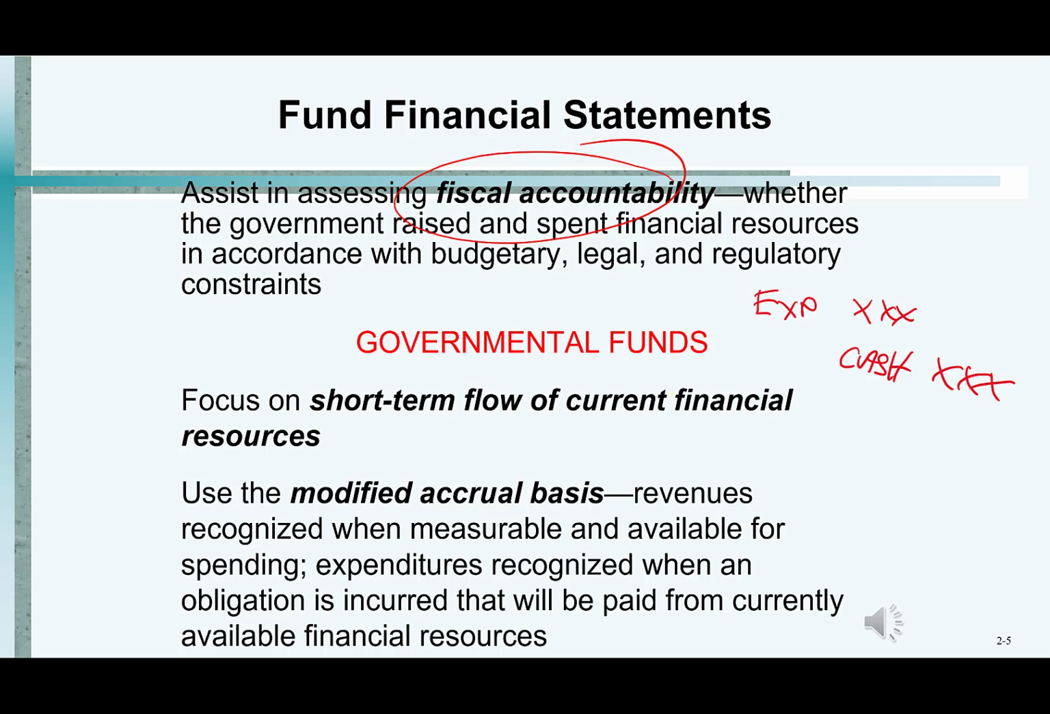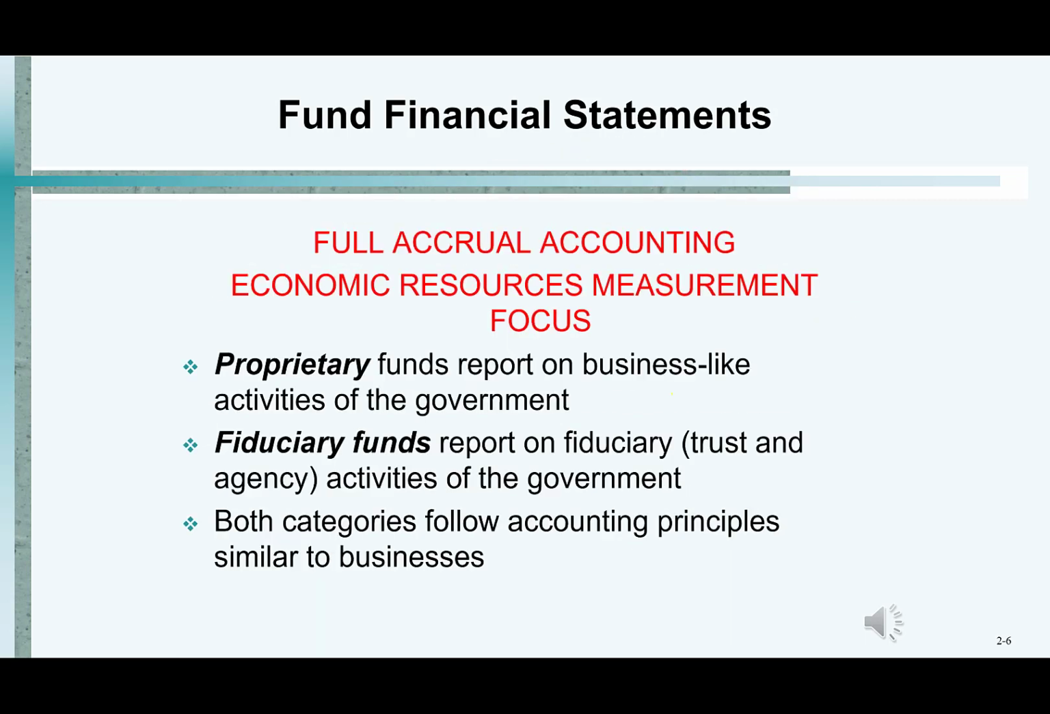Okay? So if that's the case, we're only worried about short-term resources. We don't record fixed assets. We don't record long-term debt in our governmental funds. And we use what? We use fiscal accountability. Fiscal accountability meaning are we spending the money for the intended purpose, right? Okay, good. Now, when we get to our proprietary funds and our fiduciary funds, we'll be back to full accrual accounting, economic resources measurement focus. So the only time we have to worry about this weird stuff, the modified accrual accounting, is what? When we are dealing with our governmental funds.